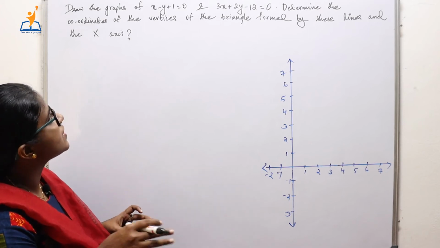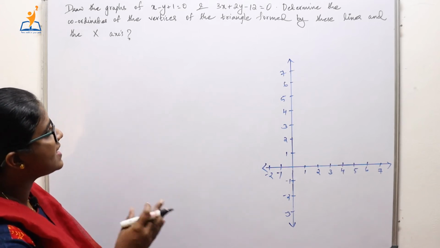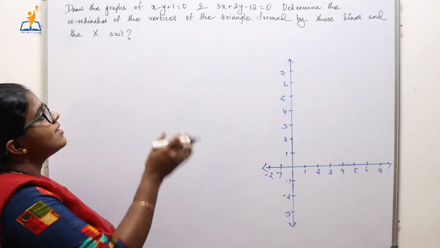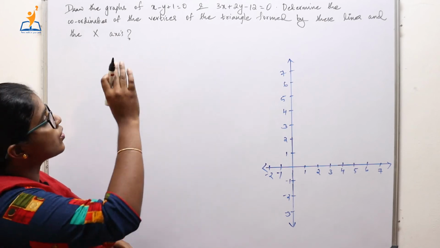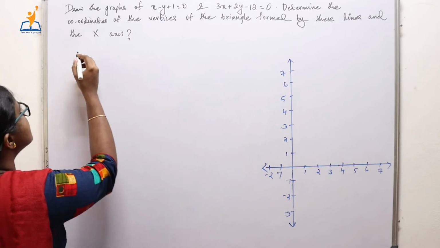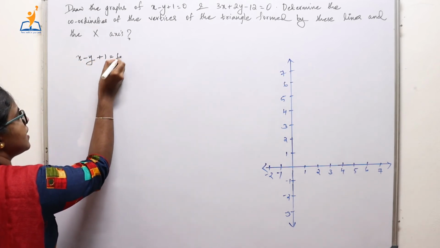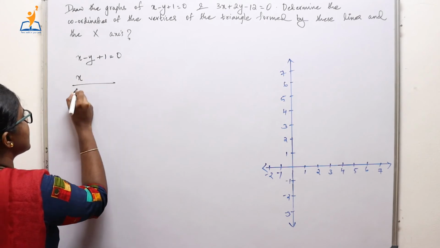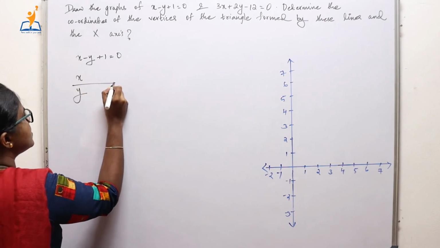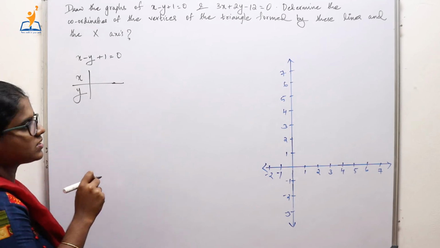Determine the coordinates of the vertices of the triangle formed by these lines and the x-axis. So first of all, we have to draw the graphs of these two equations. First, let's consider the first equation, that is x minus y plus 1 equals 0. For the graphical solution, draw the graph, first of all we want the solution set.